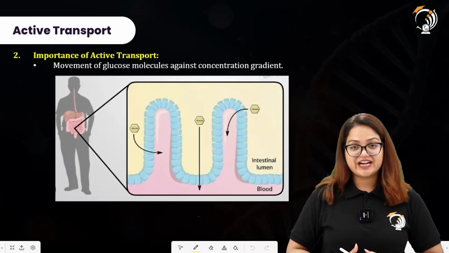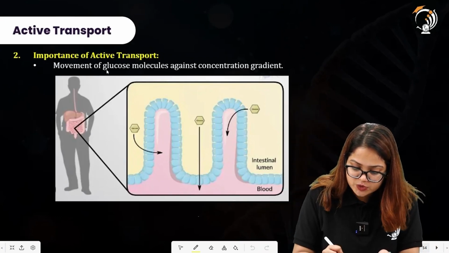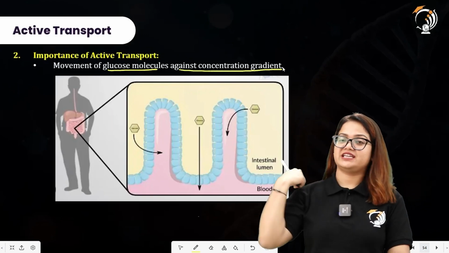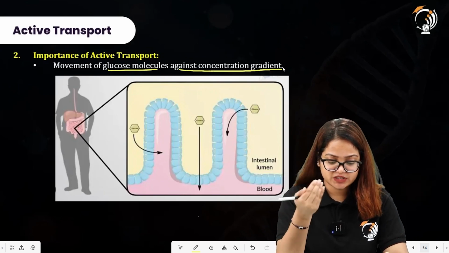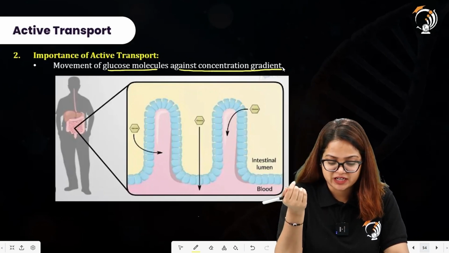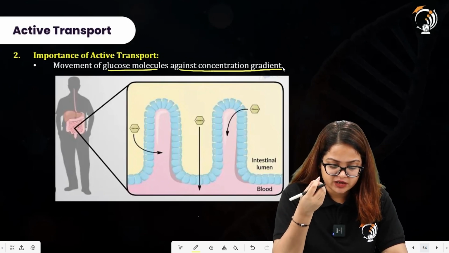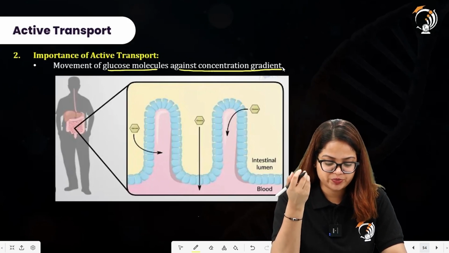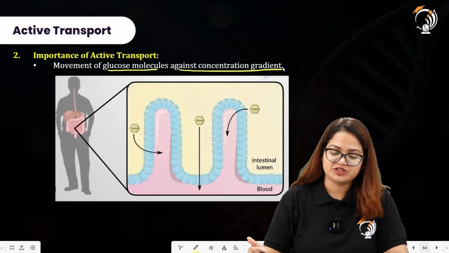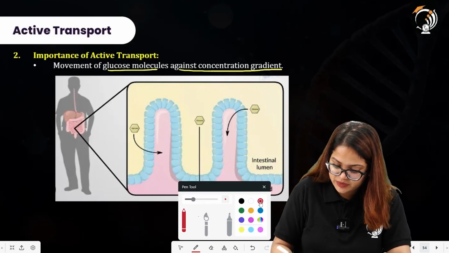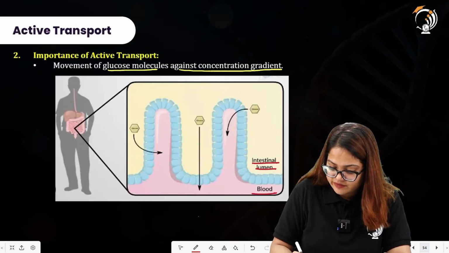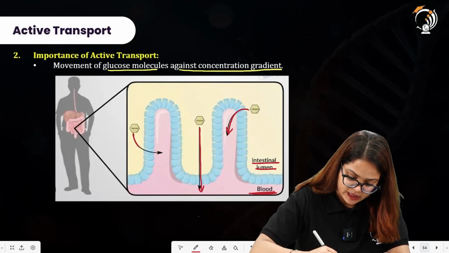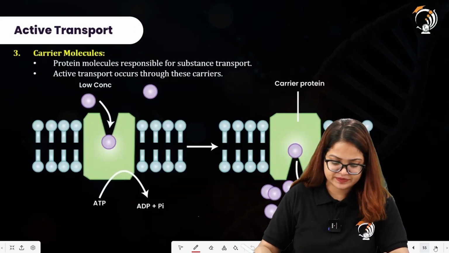Now, what is the importance of active transport? Basically, the glucose molecules are taken up into the villi, or we can say into the small intestine, using the active kind of transport as well. So we use the carrier proteins and the energy from the respiration process to pass the glucose molecules against the concentration gradient here. Here we have the intestinal lumen. Here we have the blood, and the glucose is entering into the blood capillaries here.